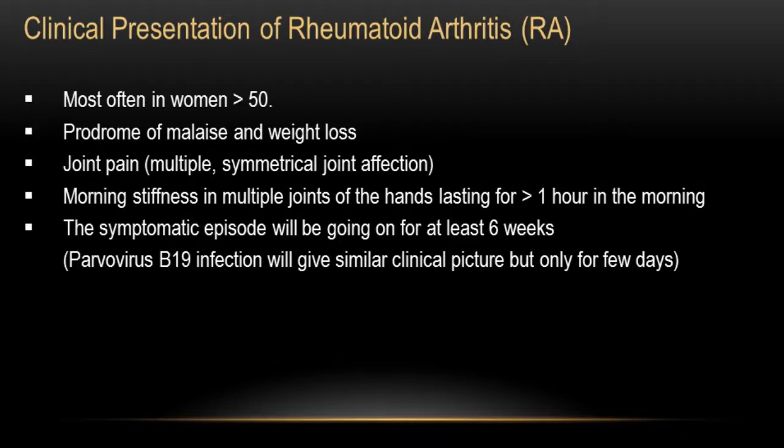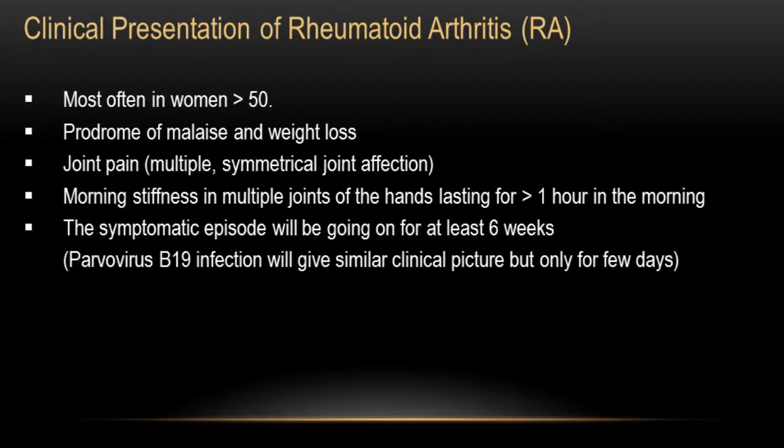It takes the rheumatoid arthritis patients more than 1 hour just to be able to open their hands. Very characteristic. And this symptomatic episode of arthritis will be going on for at least 6 weeks. For 6 weeks, you have these multiple joint pains, you have this prolonged morning stiffness, and then the patient is going to improve a little bit, and then will pass into another symptomatic episode of arthritis.